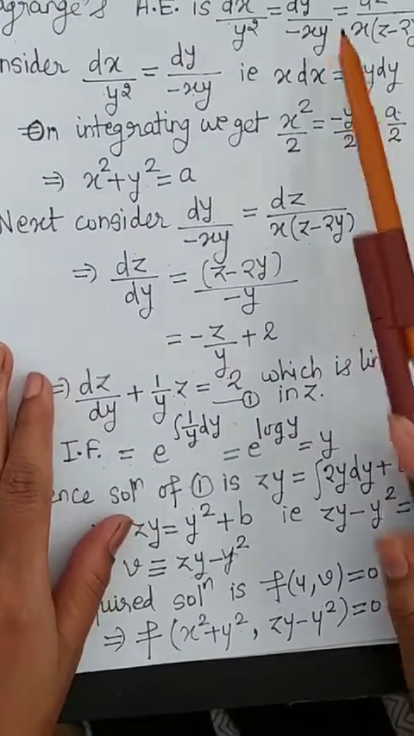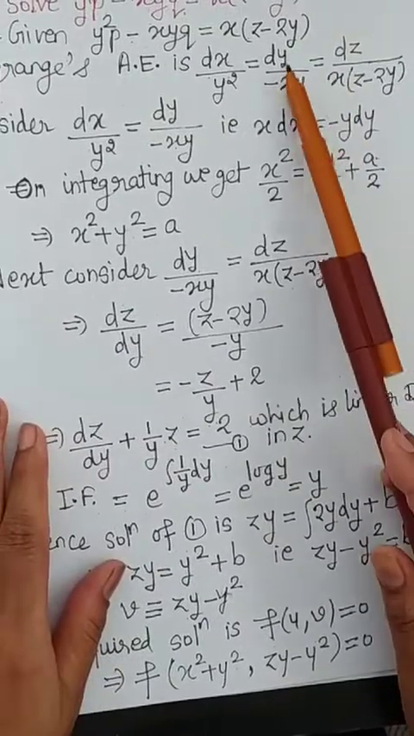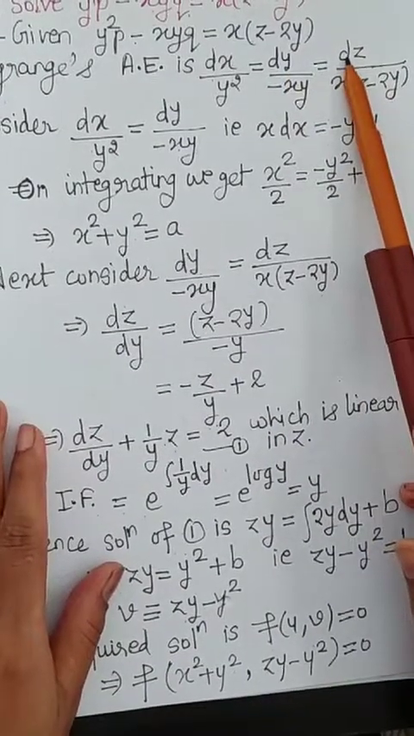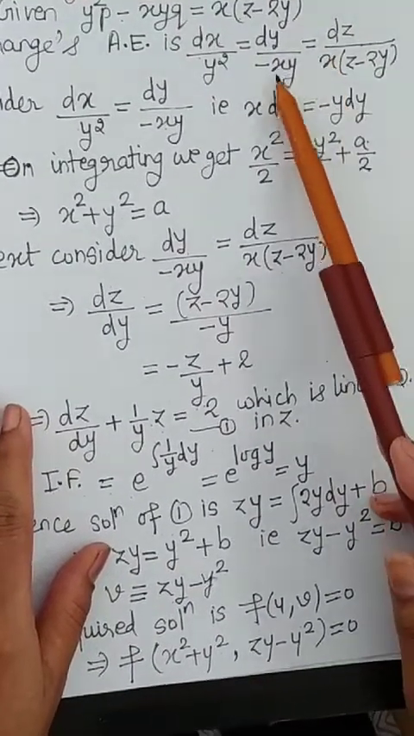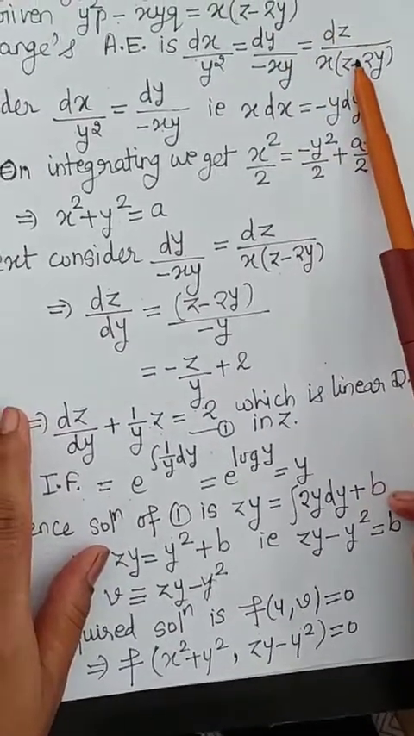Now next, is there any possibility of considering the second and third fractions? Here I want completely y and z. x must not be there. Here it is x, that gets cancelled out. So we can consider the second and third.